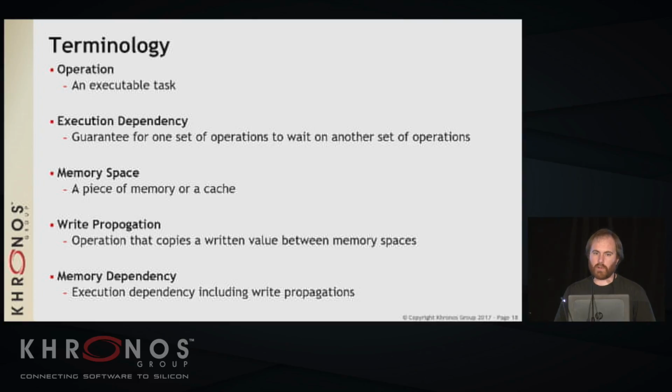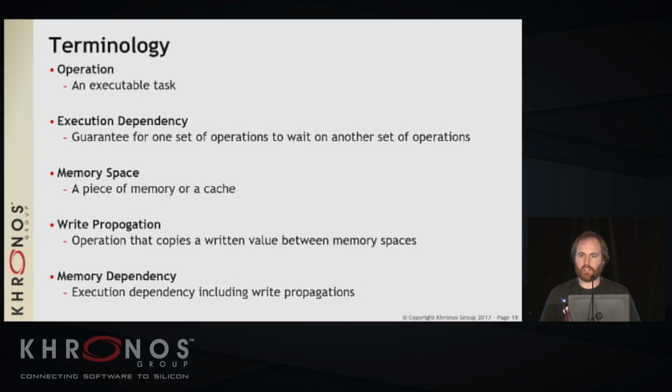The first simple one, an operation, is a pretty generic term. It just means something that can be executed on the GPU. It could be an entire draw call, a whole command buffer, or as simple as a single SPIR-V instruction. It could be anything. And an execution dependency is something that means one set of those operations is waiting on another set of operations to complete before it starts.